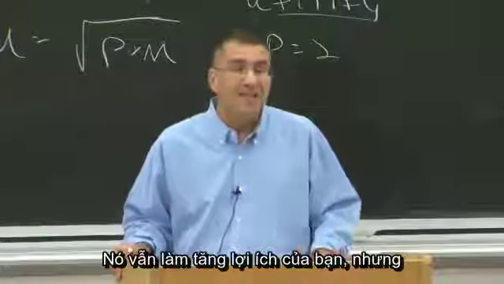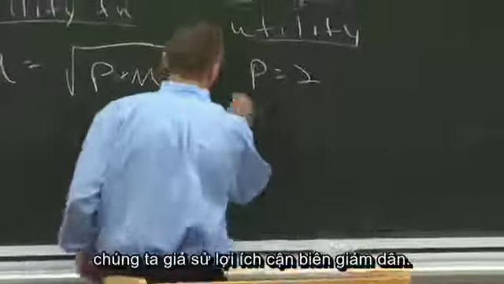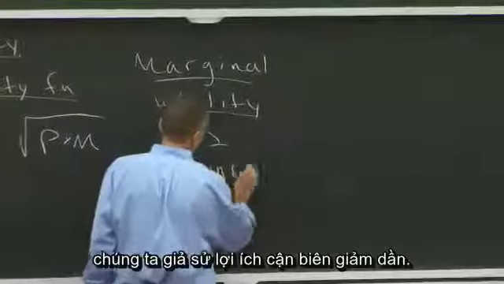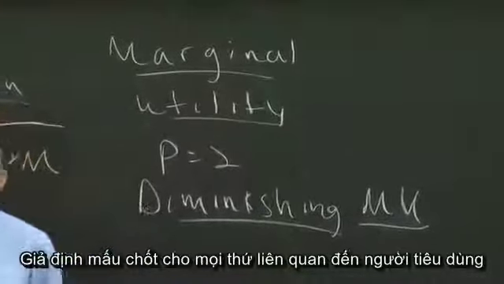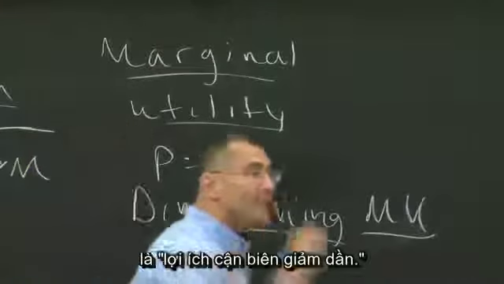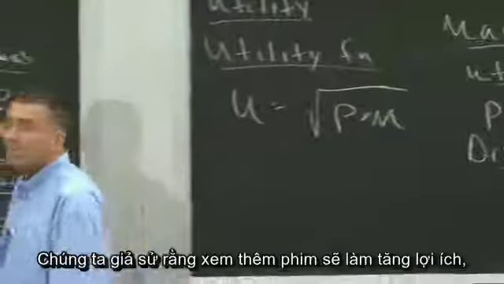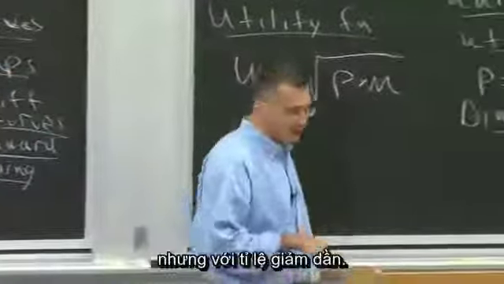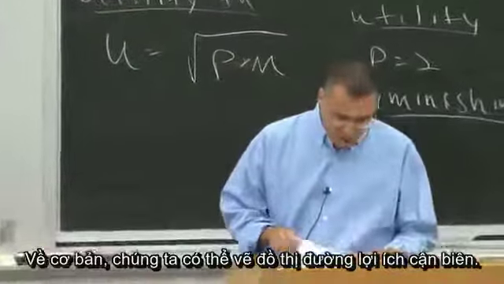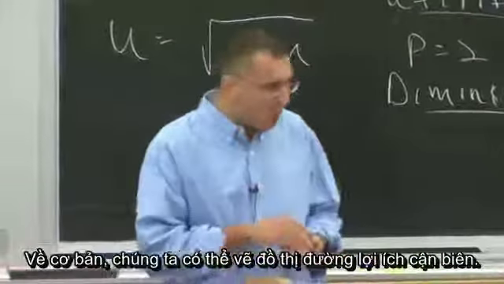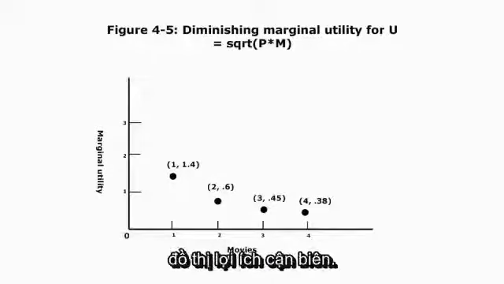But at a diminishing rate, and that's the key. We assume diminishing marginal utility. The key assumption that underlies everything we'll do for consumers is diminishing marginal utility. We assume that each additional movie increases your utility, but at an ever diminishing rate. So we can actually graph your marginal utility. That's what figure 4.5 is, a graph of your marginal utility.